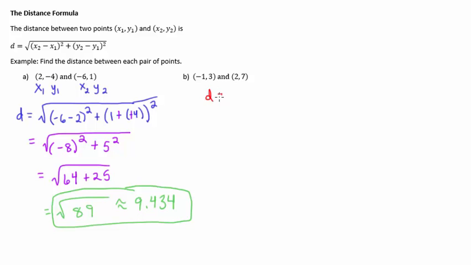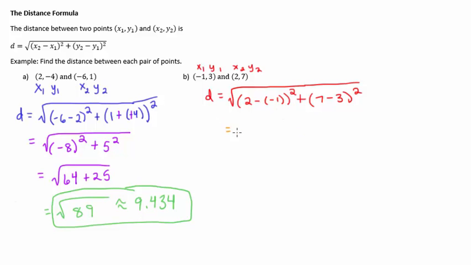On the second one here, we're going to do the same process, x1, y1, x2, y2, and fill in our formula. So 2 minus a -1 squared plus 7 minus 3 squared. So this time, in the first parentheses, we have that minus a negative happening. So that's 2 plus 1, which is 3 squared. 7 minus 3 is 4 squared.